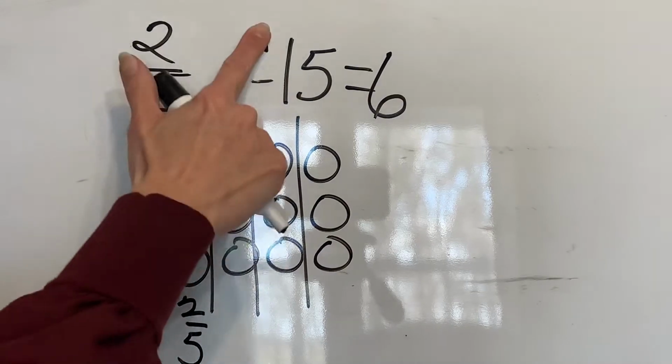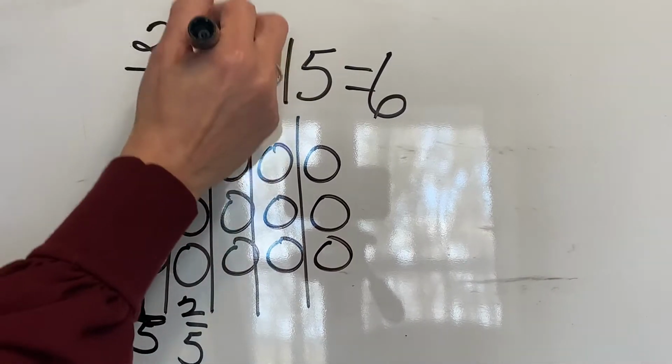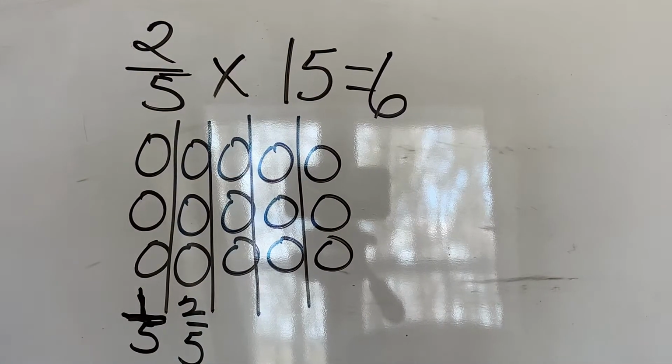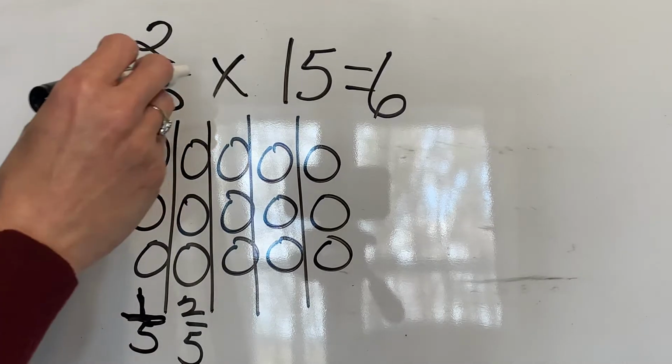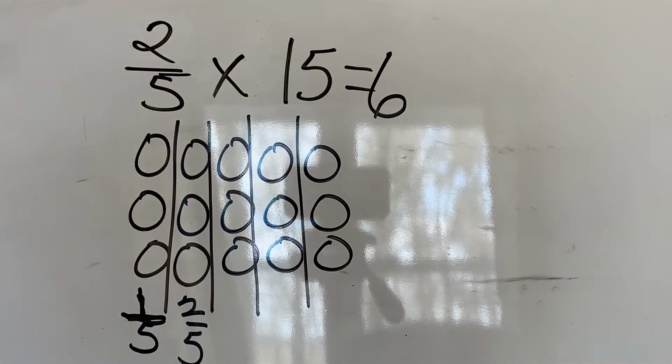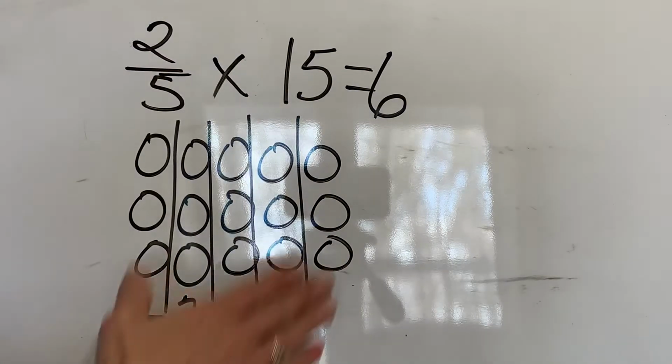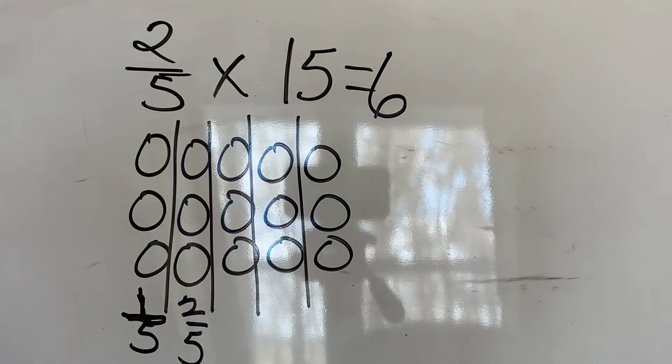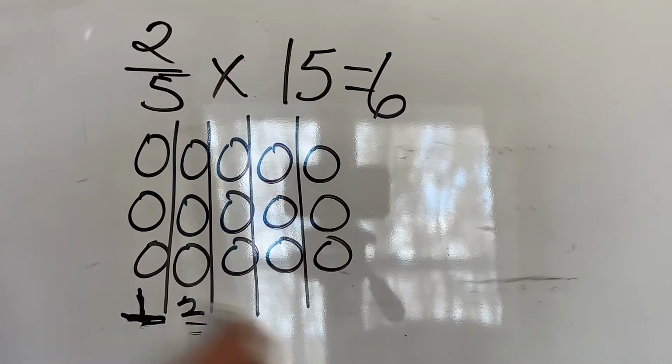Now remember, you can take this "of" out and put the multiplication sign in its place. So 2/5 times 15 gives me a total of 6. So I'm hoping you're seeing how this is a visual of what's going on with the numbers. All right, let's go ahead and erase that one.